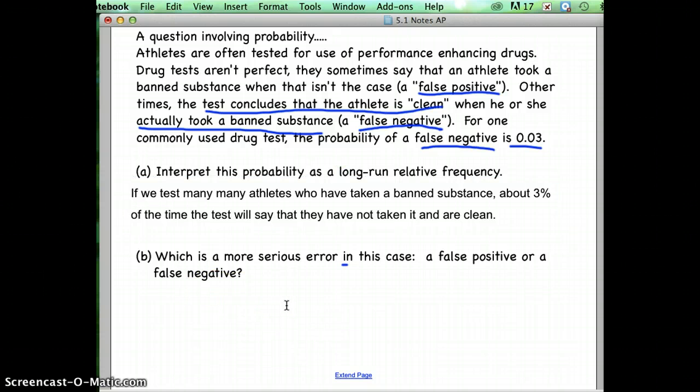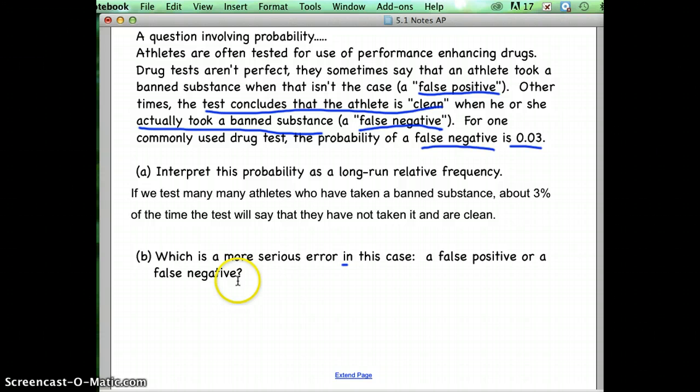Which is a more serious error in this case, a false positive or a false negative? A false positive is when they say an athlete took the substance, but they didn't. Think about that. If you're being accused of taking steroids, but you really haven't, what would be those repercussions? Well, you would probably make newspaper headlines or magazine articles, making you seem like an awful person when you haven't done it at all. That would be a false positive.